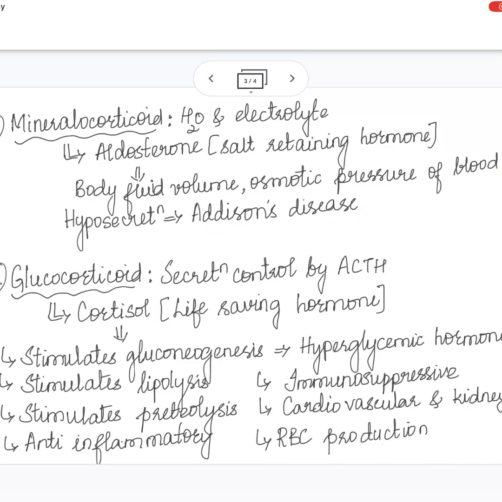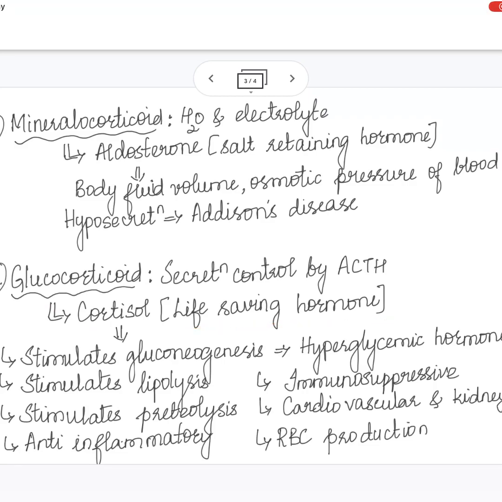Coming to the middle one, that is glucocorticoid, from zona fasciculata. This glucocorticoid secretion is under the control of ACTH, adrenocorticotrophic hormone, secreted from the pituitary gland. The main hormone which falls under glucocorticoid is cortisol. Now this cortisol is also called the life saving hormone.